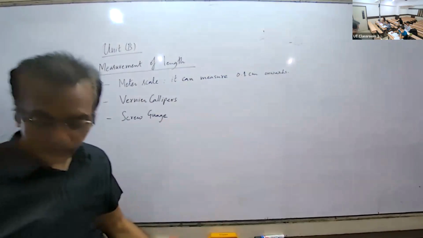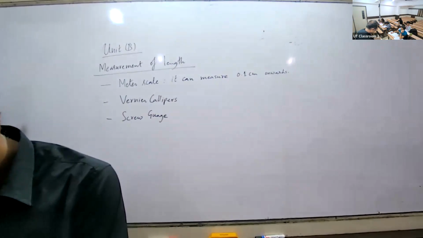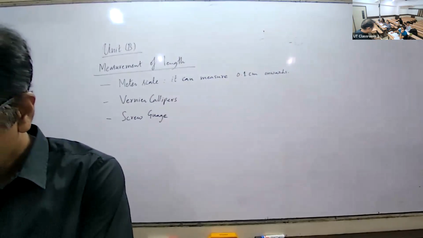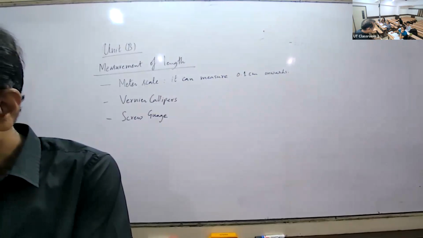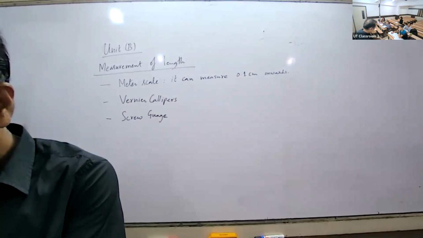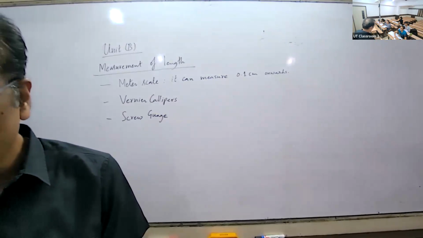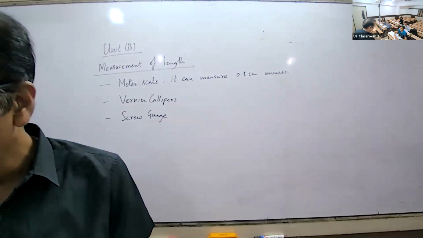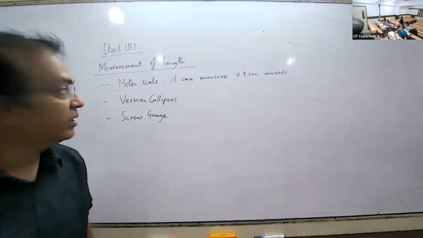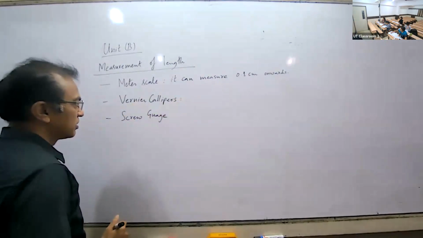But what if I want to measure the thickness of this paper? How thick is this paper? Is it 1 millimeter? Even a chart paper is less than a millimeter. So can we measure it with the meter scale? No, we cannot, right? So we will use vernier calipers.